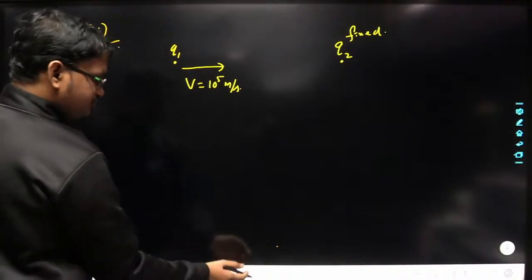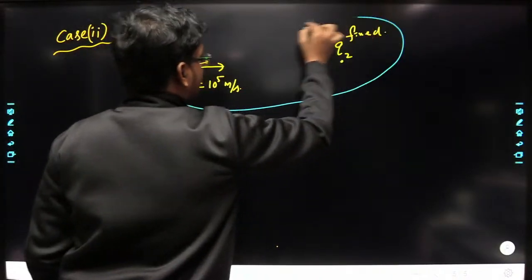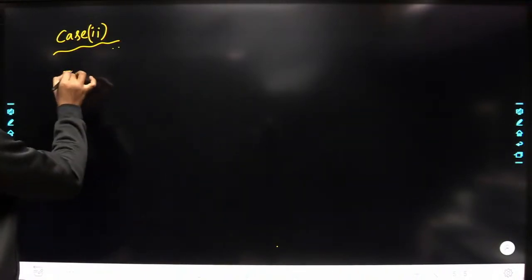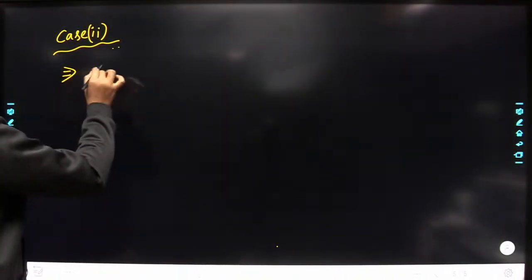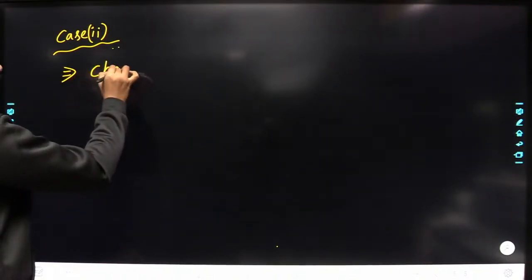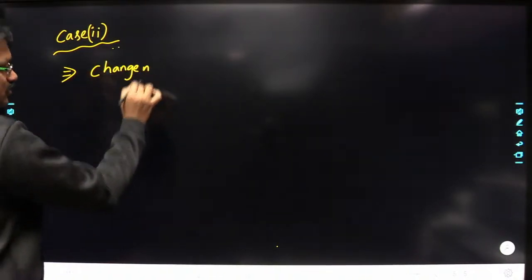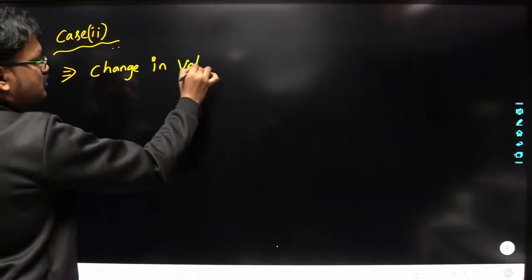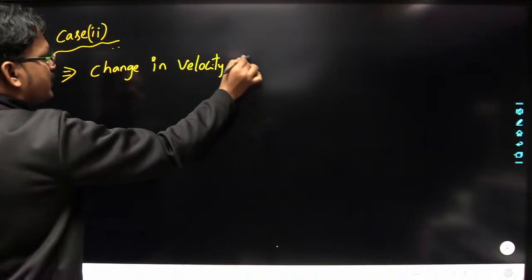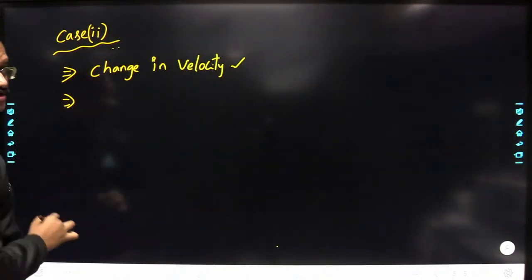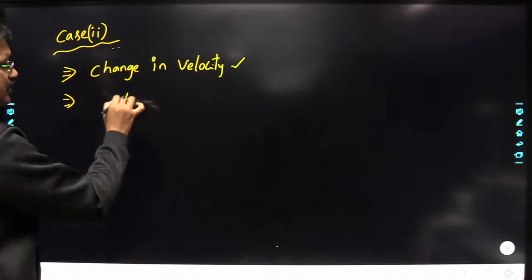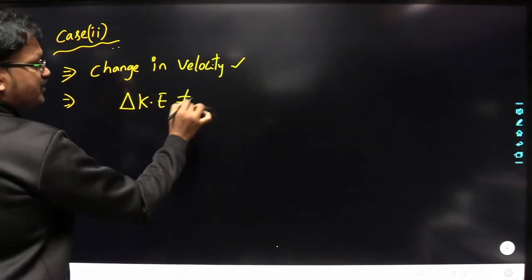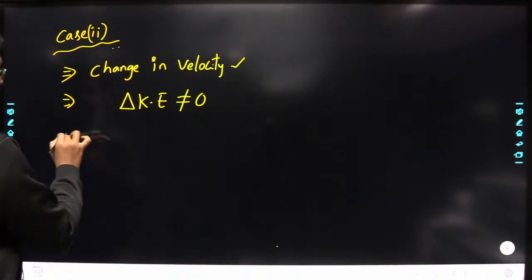So in this case 2, what are the conclusions we have drawn? Here there will be a change in velocity. This is the first point. If there is a change in velocity, then what will happen here? There will be a change in kinetic energy. So the change in kinetic energy is not equal to 0.